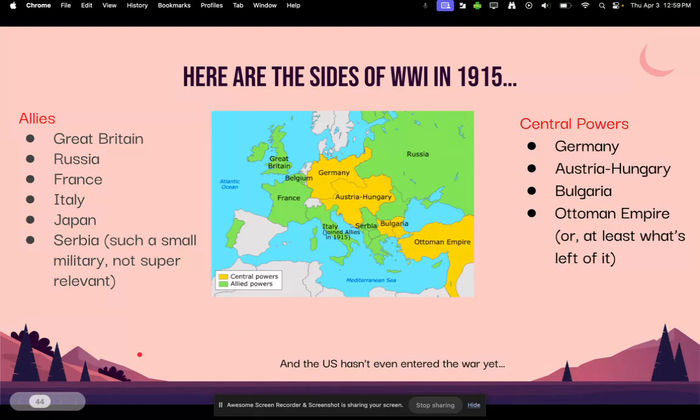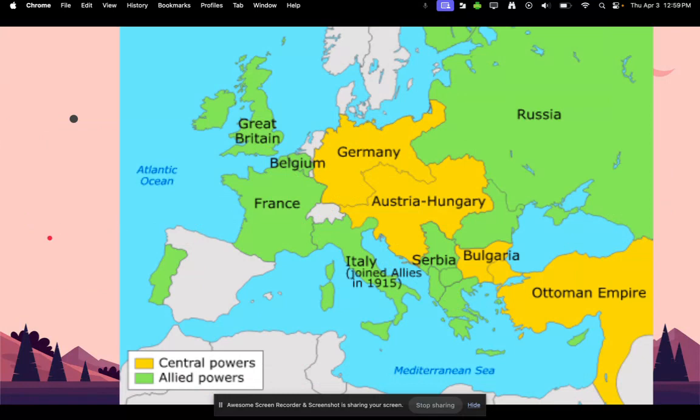So here are the sides of World War I in 1915. So we have the Allies, which is Great Britain, Russia, France, Italy, Japan, and Serbia. Of course, Serbia played a really big role in the start of World War One, but they have such a small military that they really aren't super relevant to the fighting. Then we have Central Powers, which is Germany, Austria-Hungary, Bulgaria, Ottoman Empire, or at least what's left of the Ottoman Empire as it's kind of crumbling away. And to make it even more delightful, the US hasn't even entered the war yet. So we have a lot more story to go. So I'll kind of leave you right here for a second, just looking at this map of the size of World War One.